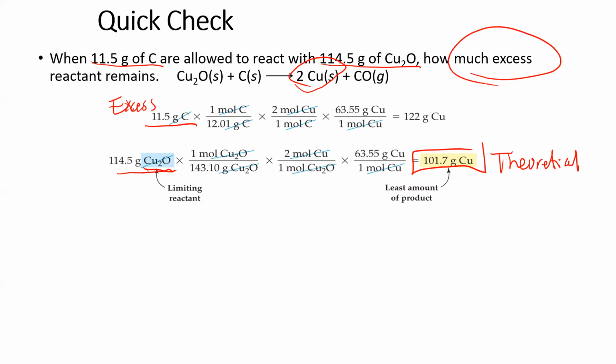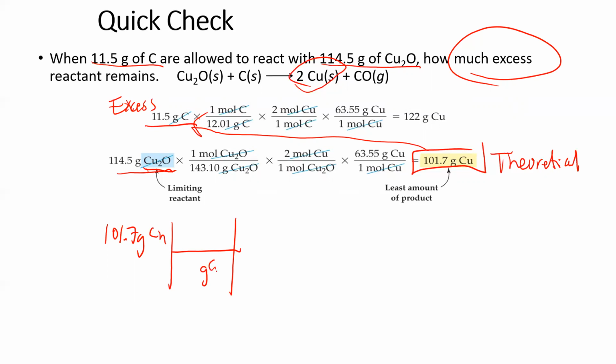So again, what am I doing? I'm going from my theoretical yield all the way back to the excess. So how do I start this? I start with 101.7 grams of copper, and I convert that to moles. So how many grams of copper per mole of copper? Well, I look at the periodic table, and 1 mole, there's 63.55 grams, and I'm just using these.